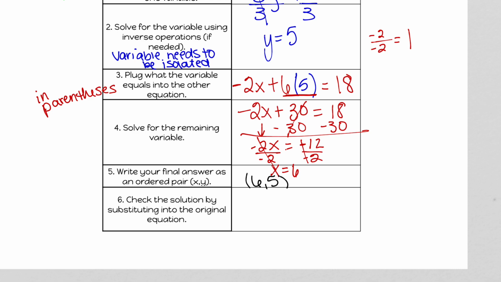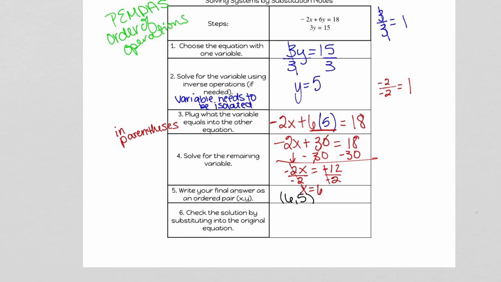Our last step is to check our solution by substituting into the original equation. In this case, I would say to pick the one that has 2 variables. In the future, we'll have equations that have 2 variables on both of them. But for now, we just have this one. So let's just go ahead and plug into our top equation.